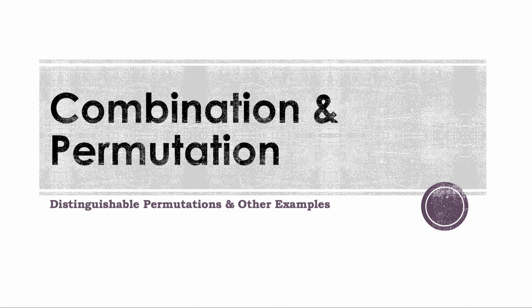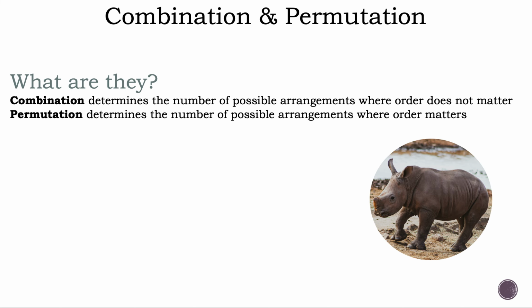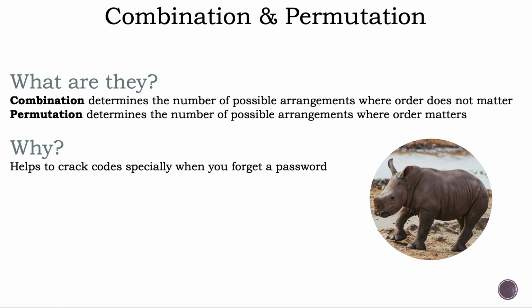Combination and permutation. Distinguishable permutations and other examples. What are they? Combination determines the number of possible arrangements where order does not matter. Permutation determines the number of possible arrangements where order matters. Why? Helps to crack codes, especially when you forget a password.